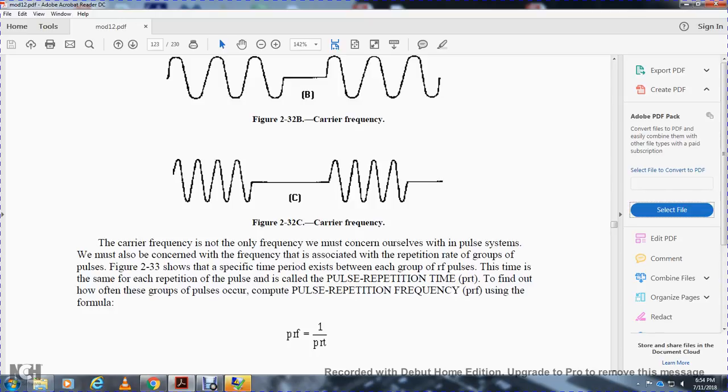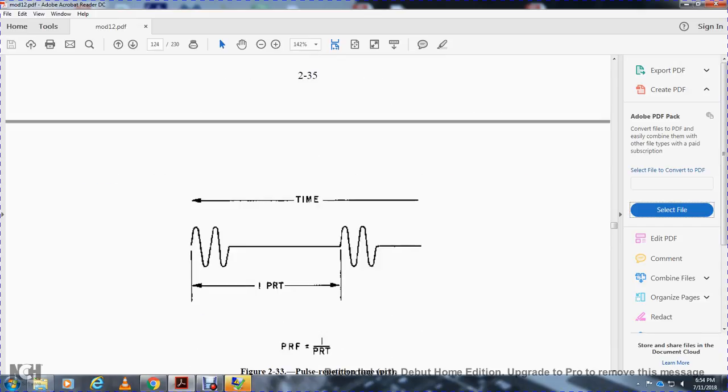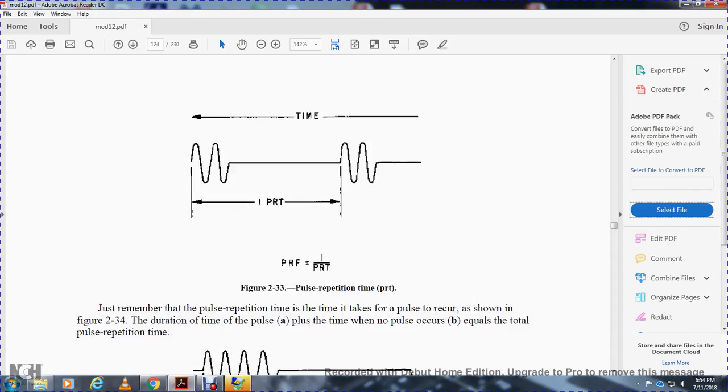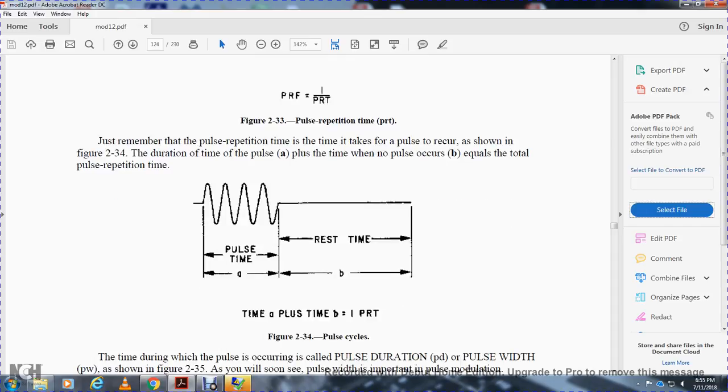To find out how often the groups of pulses occur, compute the pulse repetition frequency using the formula: pulse repetition frequency is equal to 1 over the pulse repetition time. Remember that the pulse repetition time is the time it takes for the pulse to reoccur. Shown in figure 234, the duration from the start of the pulse until the time when no pulse occurs, time A plus time B, the rest time, equals 1 pulse repetition time.